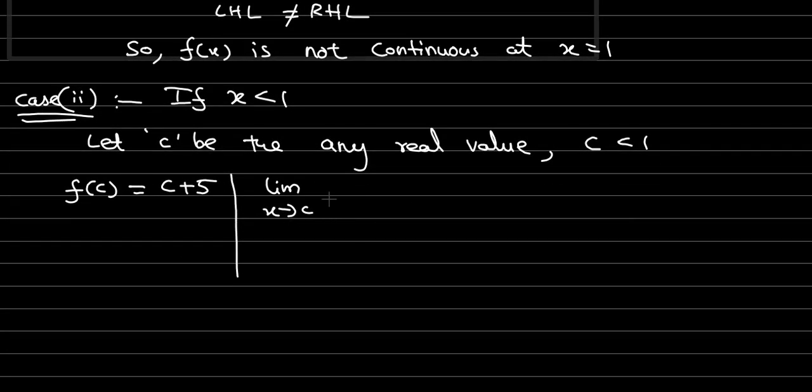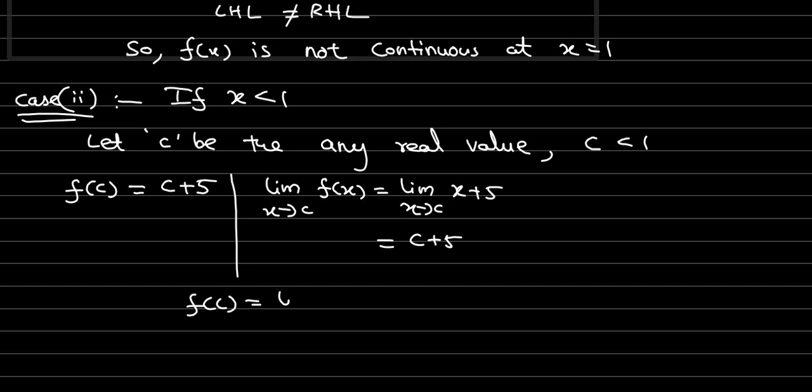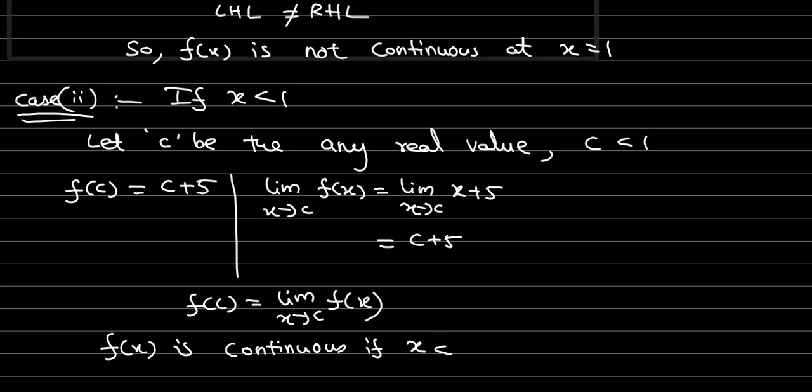So limit x approaching c, f of x. The suitable f of x is x plus 5, the first function. Now replacing x with c, that is c plus 5. So from this we can say f of c and limit x approaching c, f of x are both the same. So from this we can say f of x is continuous if x is less than 1.